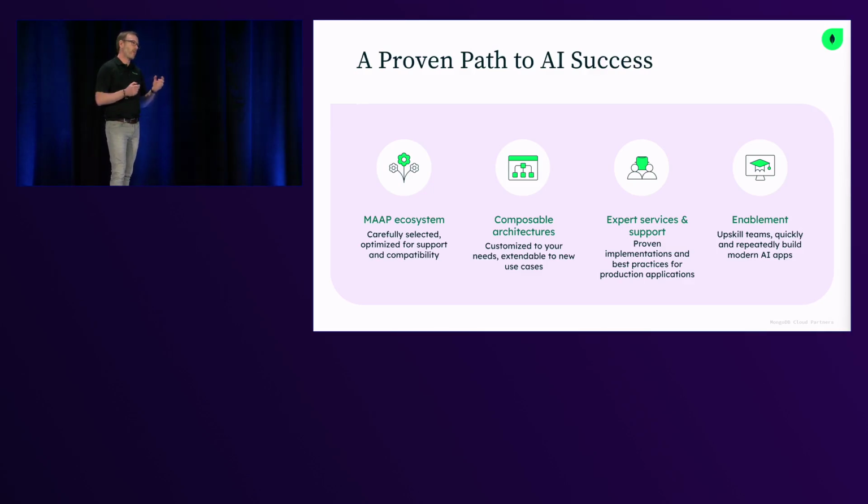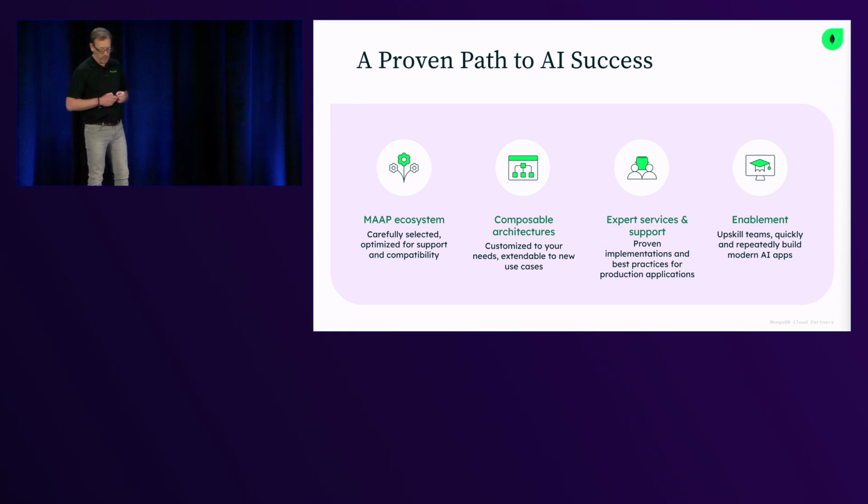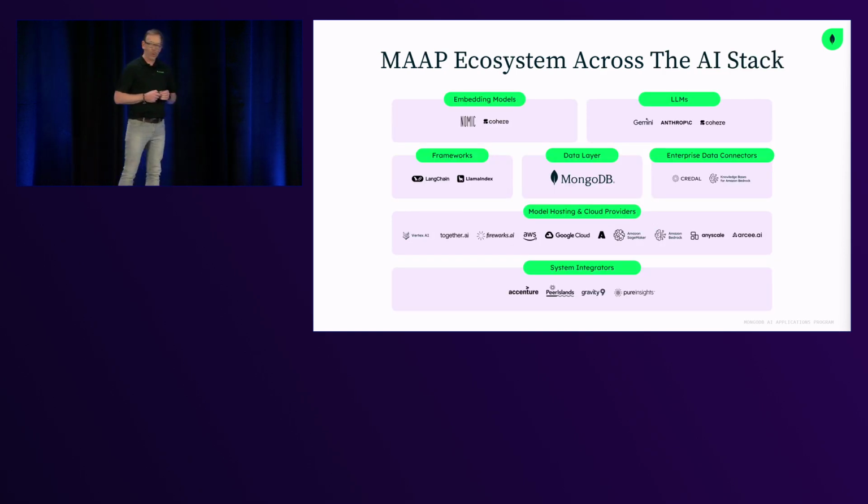And finally, part of the MAP program is around enablement. Resources, including access to integration and development best practices, to allow your own teams to become highly skilled in developing their own applications. So MAP as a whole accelerates the time to market, it minimizes the risks, and maximizes the value for your AI investments. So I spoke about the ecosystem, and what does this look like?